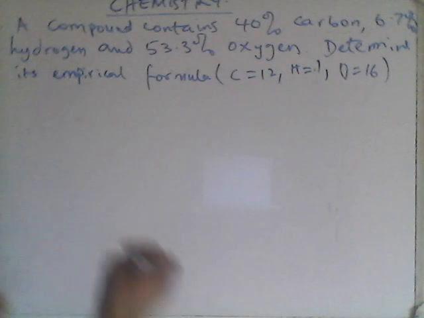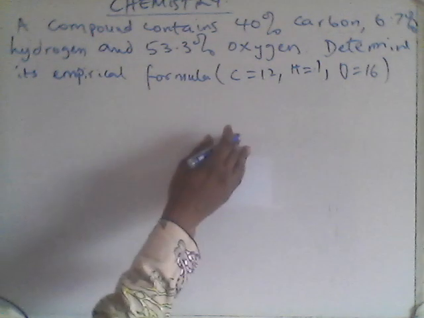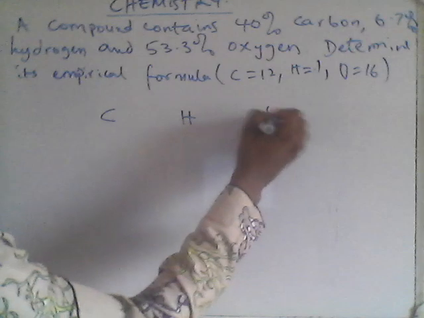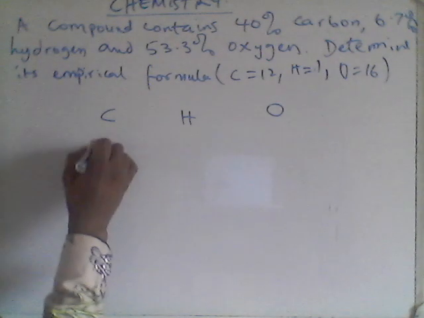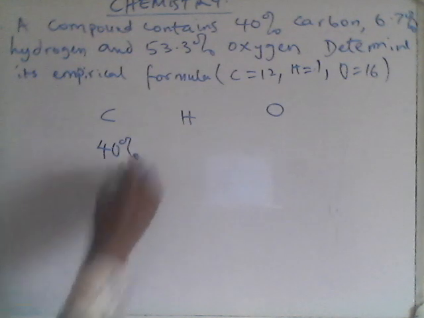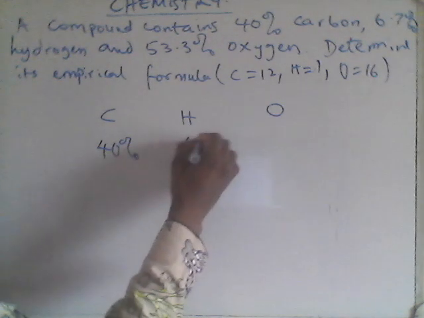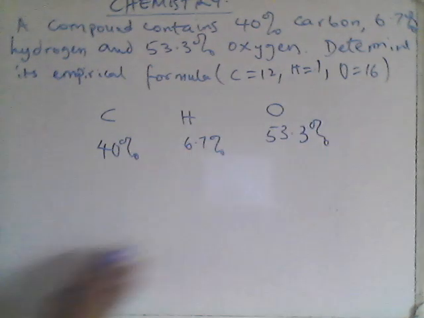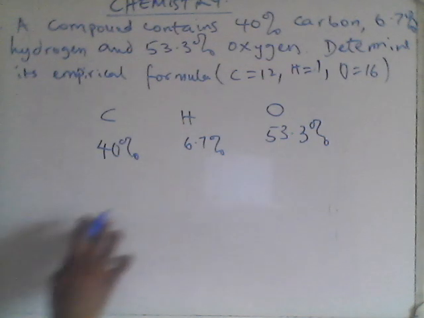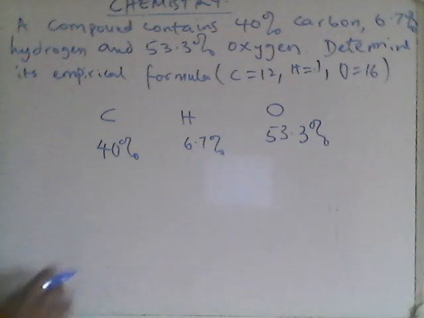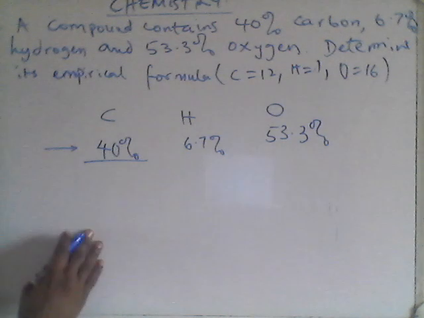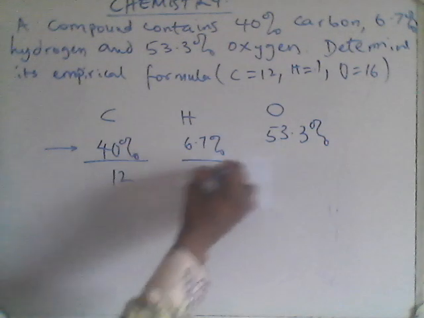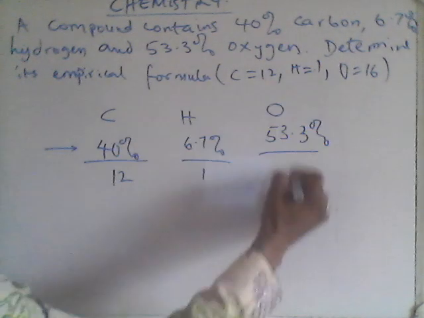First of all, let us spread out the elements involved in this compound. In this compound, I have carbon, hydrogen, and oxygen. For carbon, we're told that the percentage representation is 40%. For hydrogen, it is 6.7%. And for oxygen, it is 53.3%. Now, we're going to look for the mole ratios of these individual elements. What we do is divide each by the relative molecular mass or molar mass. So the molar mass of carbon is 12, hydrogen is 1, and oxygen is 16.